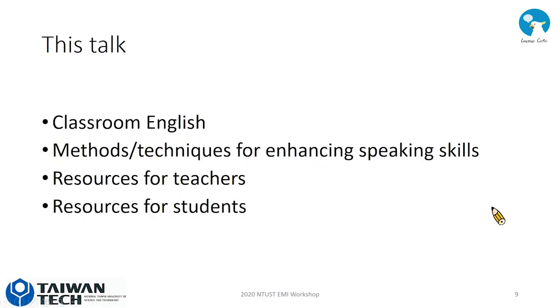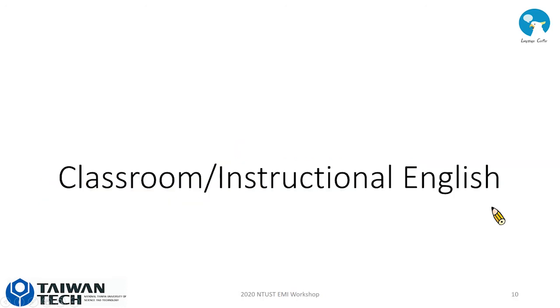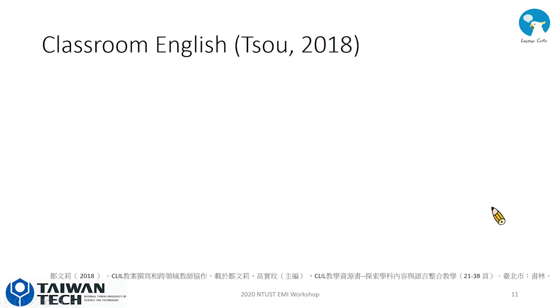Okay? All right. So in this talk, I'm going to talk about 4 topics. Number 1 is classroom English. Number 2 is methods or techniques for enhancing speaking skills. And number 3 is resources for teachers, and finally resources for students. These sort of are similar. Okay. All right. Classroom instructional English.